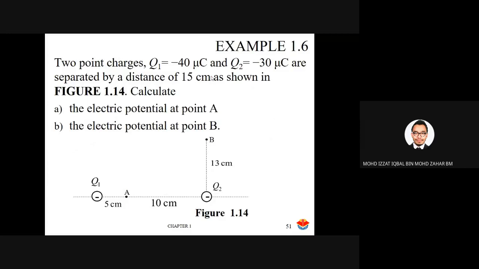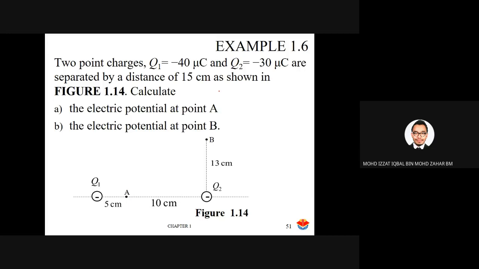Okay, example on how to calculate the V. Okay, V is very easy. Two point charges Q1 and Q2 are separated by a distance of 15 cm as shown in figure 1.14. Calculate the electric potential at point A and then at point B.